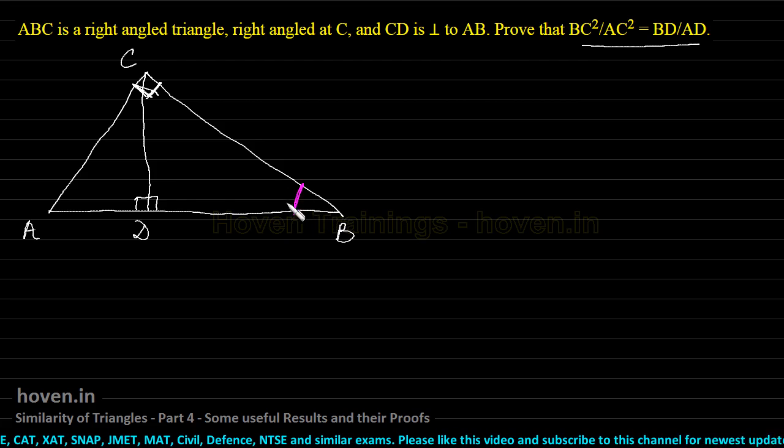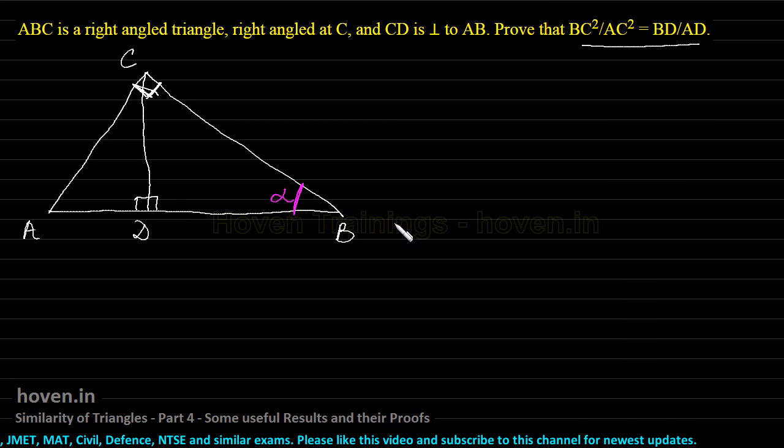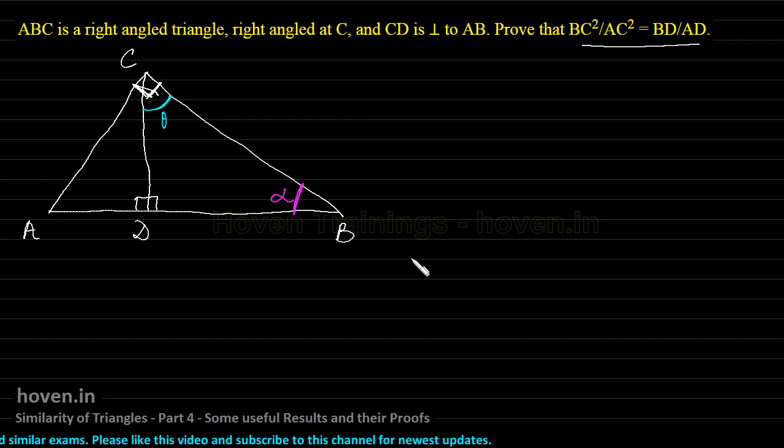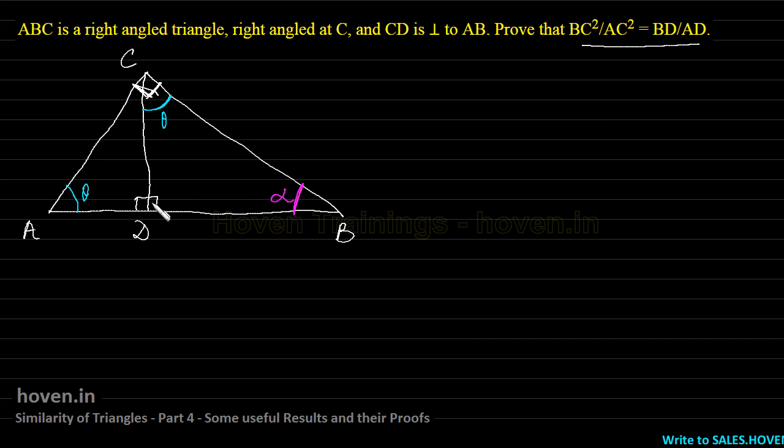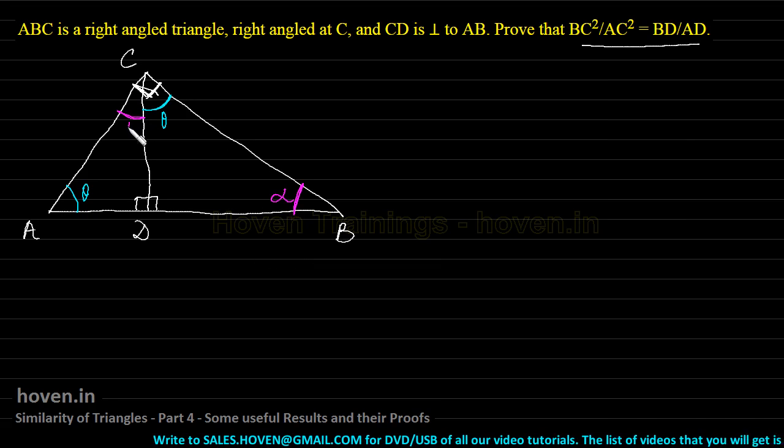Suppose I label this angle as alpha. And let me label this angle as theta. Now, this is one right angle triangle, and now come out to this outer right angle triangle. If this angle is alpha, then this angle should be theta, because alpha and theta add to 90 in this triangle, and alpha and theta should add to 90 in the outer triangle. So this should be theta and this should be theta and this is alpha. And on the same lines, this angle should be alpha.